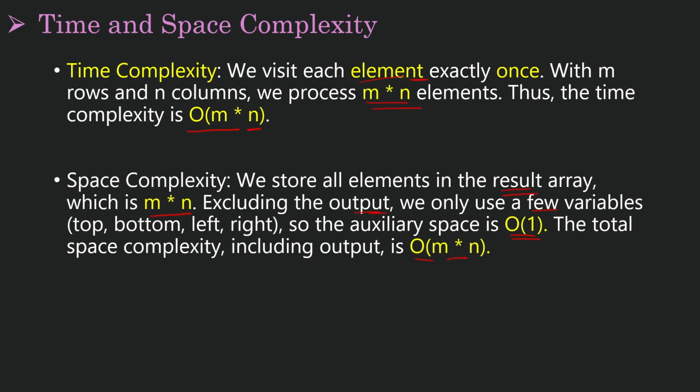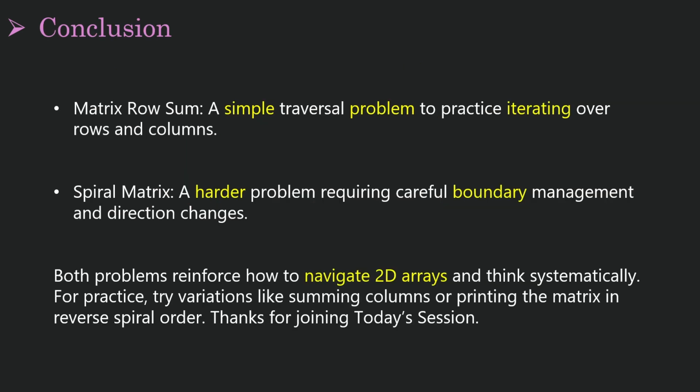This problem tests boundary handling and direction changes, making it a great interview challenge. We've covered 2D arrays through 2 problems. Matrix row sum, a simple traversal problem to practice iterating over rows and columns. Spiral matrix, a harder problem requiring careful boundary management and direction changes. Both problems reinforce how to navigate 2D arrays and think systematically. For practice, try variations like summing columns or printing the matrix in reverse spiral order.